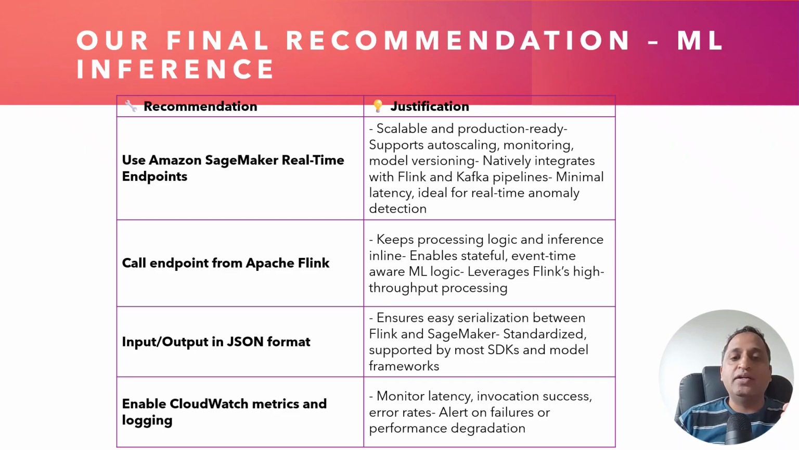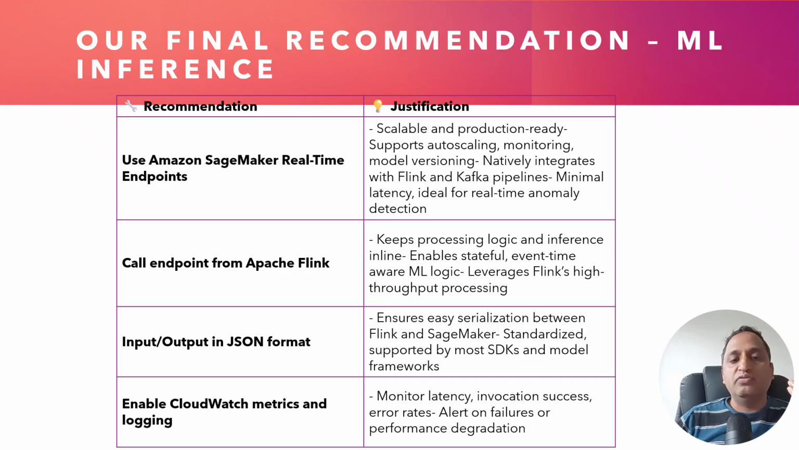Second, we are recommending invoking the endpoint directly from Apache Flink. The reason being we are keeping the processing logic and inference tightly coupled, allowing us to apply the ML decision in line with the event stream. Since Flink is already performing event time windowing and transformations, integrating inference here keeps the system clean and efficient. Third, we suggest using JSON format for input and output between Flink and SageMaker. The reason being it is a widely supported, very lightweight format, and it is easy for any developer to code and build.